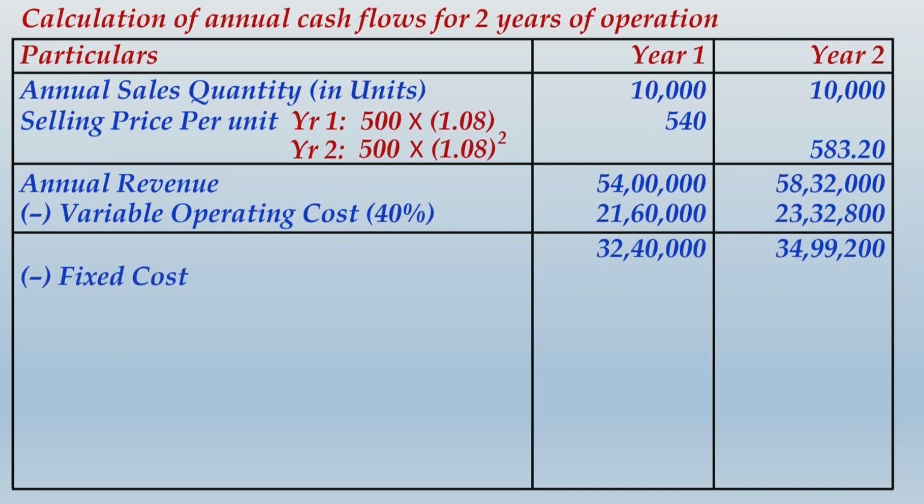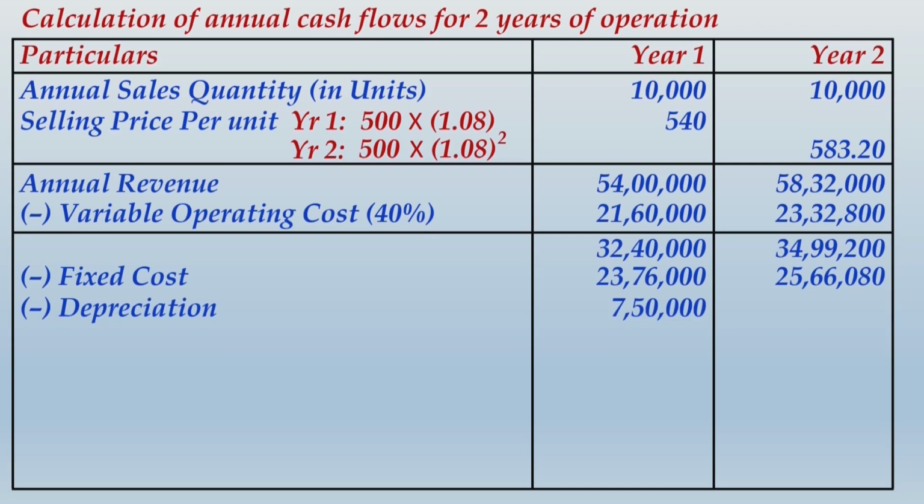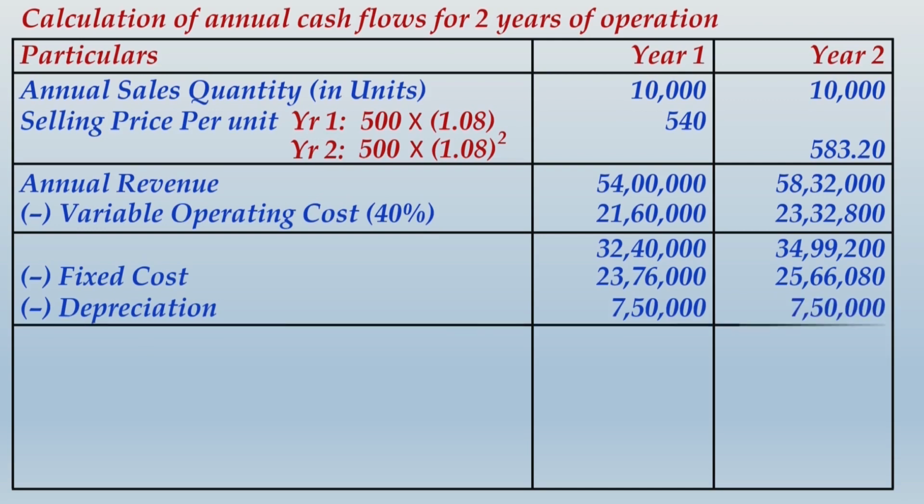Subtract the fixed operating cost. Here also the inflation has to be considered as 8% per annum. So the amounts will be the amounts that you have written over here. These are with 8% inflation adjustment here for year 1 and here for year 2. Now from this we would also subtract the depreciation. Depreciation is simply 15 lakh divided by 2 years for the office complex, correct? So that will be 7,50,000 each year.